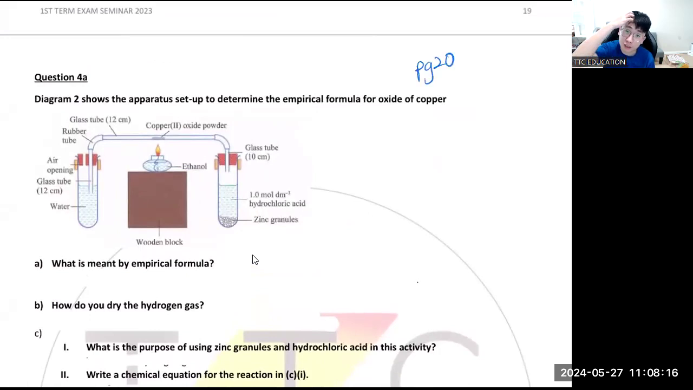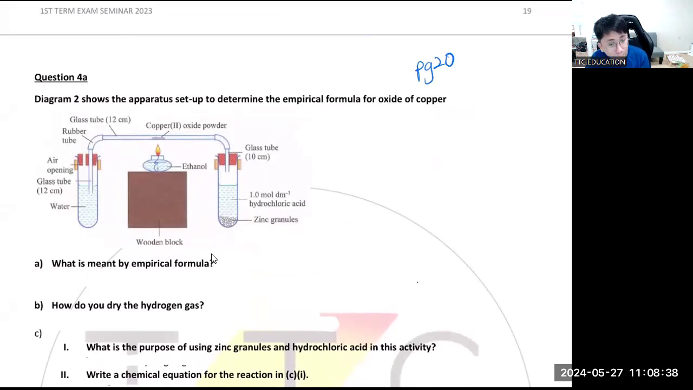We start to go into chapter 3 already. So chapter 3 got many calculations, and the two topics that are very important are your empirical formula and also your stoichiometric calculation. Okay, so I do empirical formula first lah, because empirical formula got two types of experiment. One is this copper oxide powder, and the other one is the magnesium oxide, the one with the open and close the lid one.